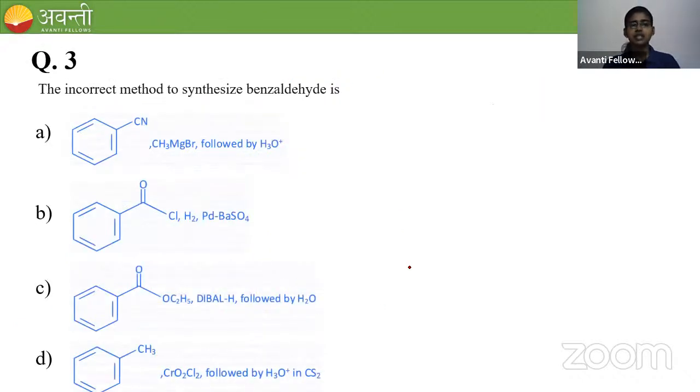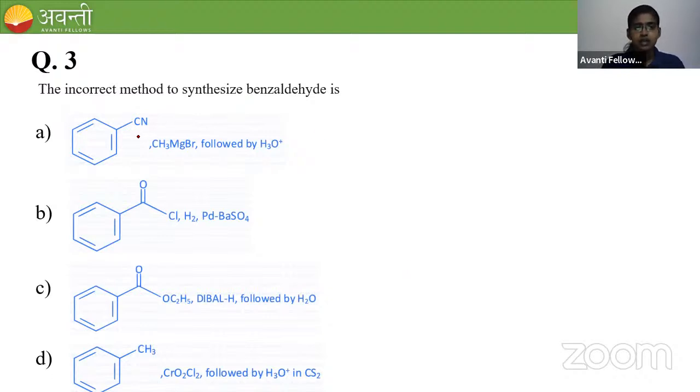So question number 3 states: find the incorrect method to synthesize benzaldehyde. So 4 different methods are given here for the preparation of benzaldehyde, and we have to find out the incorrect method. So can you find it out? Let's go from the first.